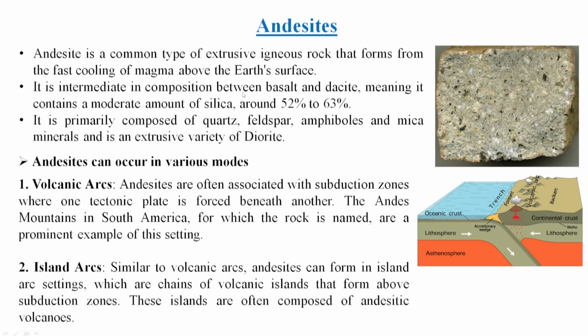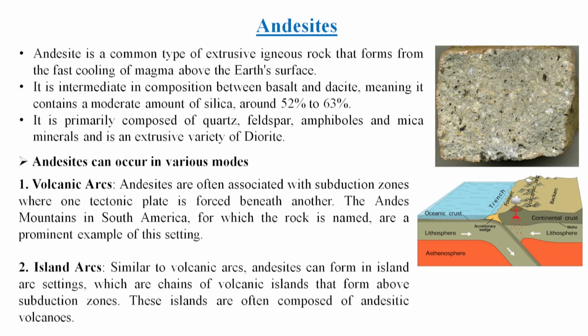So if I look at andesite specifically, like I was mentioning, it is an intermediate rock in composition between basalt and dacite, meaning it contains a silica percentage of around 52 to 63%. It is primarily composed of quartz, feldspar, amphiboles and mica. So you can see there is a difference here. You also have amphiboles in your diorite. And obviously it's an extrusive variety of diorite.